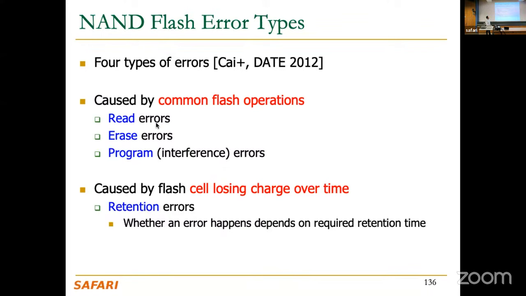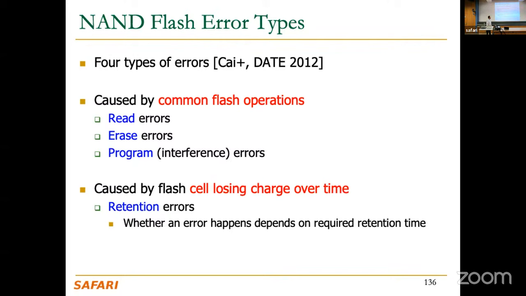So these read errors are quite interesting, actually. In flash memory as well, when you read some data from some part of the flash memory, you disturb the data in some other part of the flash memory. So does it ring any bell? Does it remind you of anything? It's again read disturbance, right? It's not exactly RowHammer, it's not exactly RowPress, but the same idea, in a completely different domain.